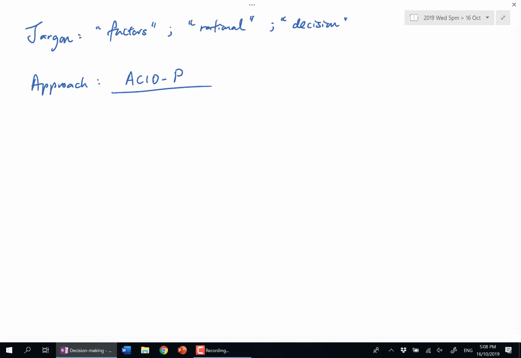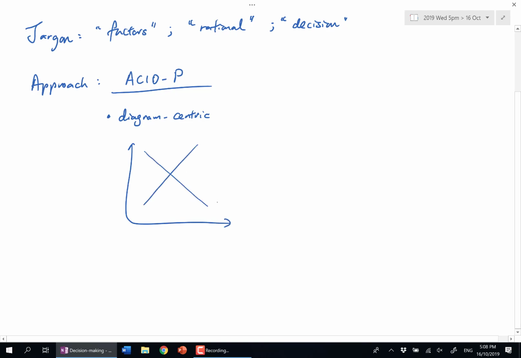Now, what can I say about SCP? SCP has a few characteristics. It's very diagram centric. In a sense, you cannot explain this without a diagram. So what does the diagram look like? It's actually your very simple MPC, MPB, quantity of something, cost, benefit. So how do you know whether SCP is relevant? When you can draw this diagram.